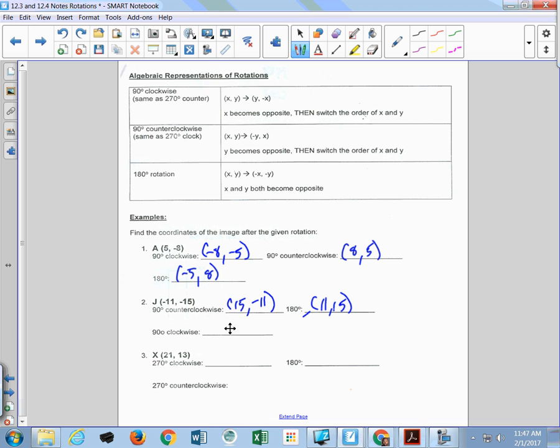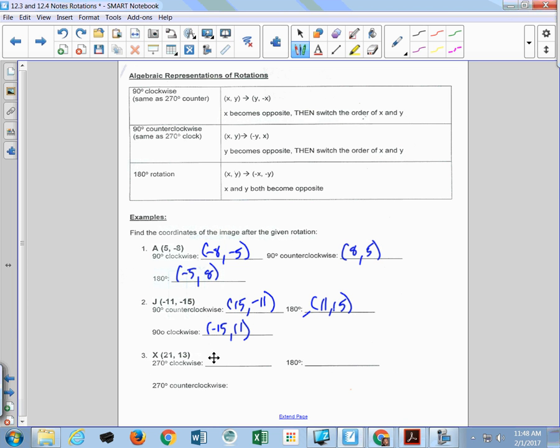And then 90 clockwise, flip them, X becomes its opposite. So flip, -15 stays, -11 becomes +11. And for the last one, 270 clockwise. We're going to flip, keep Y the same, change X to its opposite.